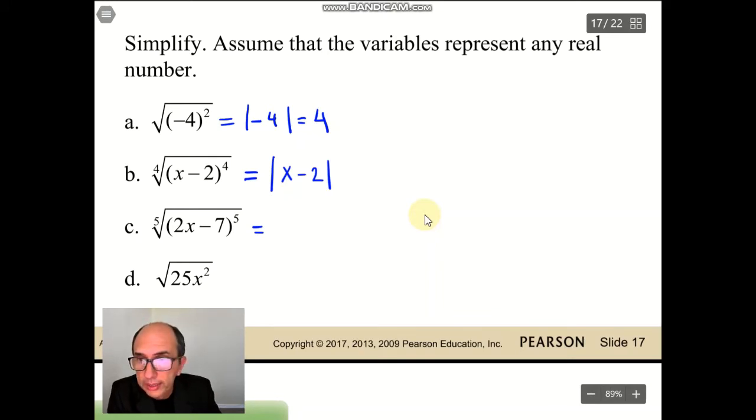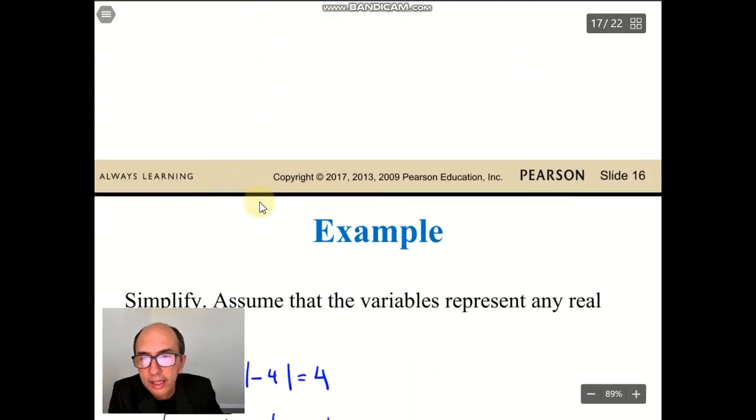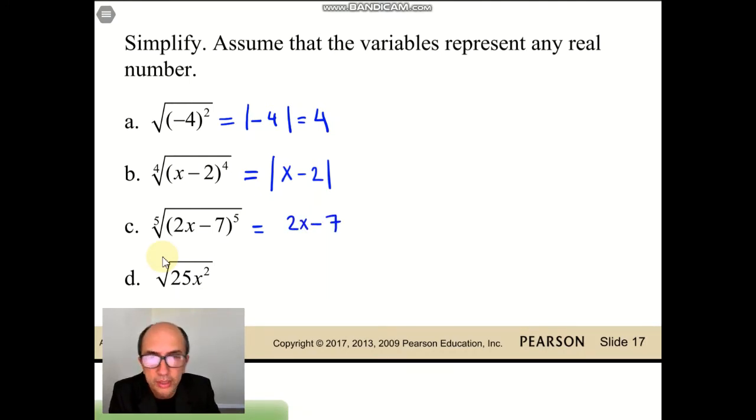And now this, the 5th root of 2x minus 7, everything exponent 5. And in this situation, check the rule here. We don't need to apply the absolute value because it's an odd index, right? The index here is odd. You're just going to write 2x minus 7, because this number can be positive and also can be negative.